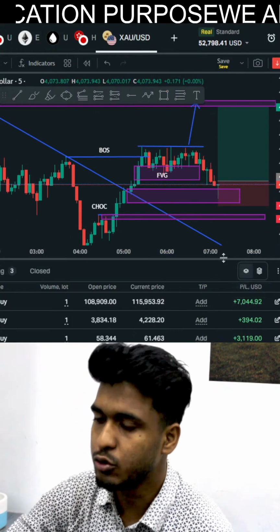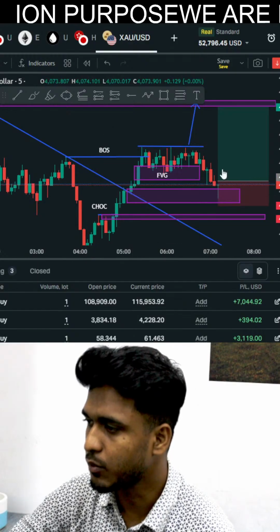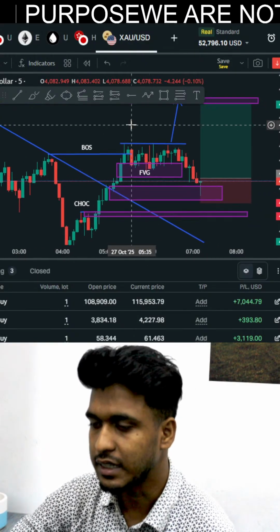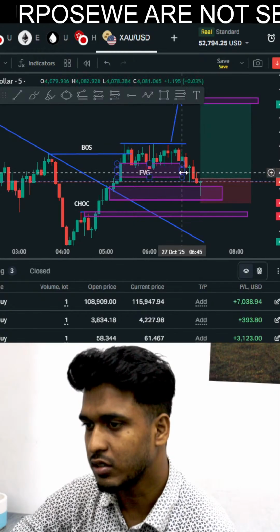These are fully buying zones. Okay, if you are doing a swing trade, then I suggest you take a buy trade and just leave it. You can make a good profit.